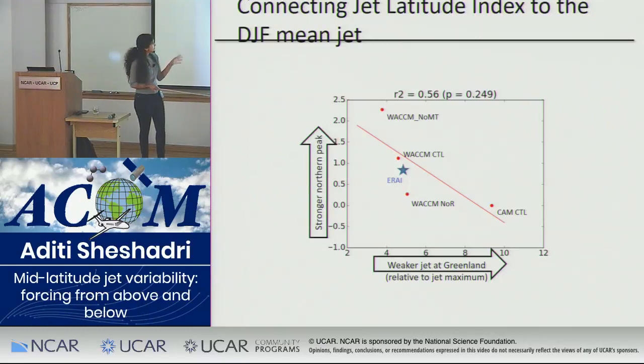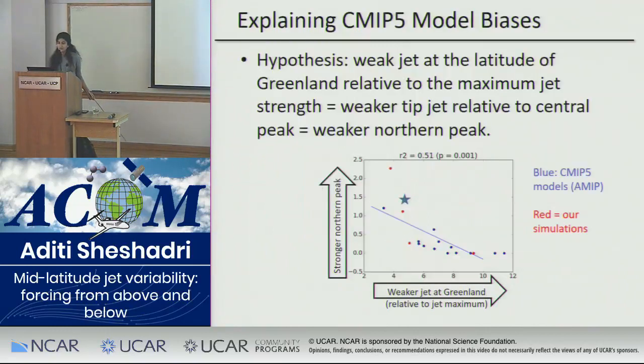So we did a little regression analysis. These are all of our simulations, and it seems to work pretty well. If you have a weak jet at the latitude of Greenland, relative to the maximum jet strength, you get a weaker tip jet and a weaker northern peak. Seems to work pretty well. The blue are all of the CMIP5. We haven't quite got a handle on the CMIP6 yet, but we might be working on it. That's your interim right there. And the red is all of our different flattened topography simulations.